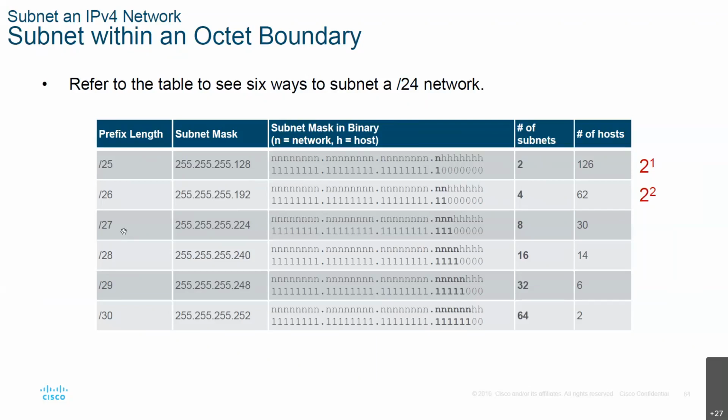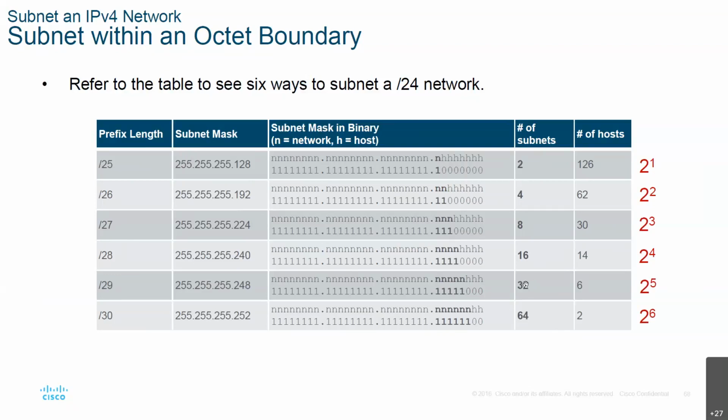For /27, you have to take another bit, 3 in total, from the host portion and add it to the network portion. So 2 to the power of 3 means 8 subnets. For a /28 network, you have to take 4 bits from the host portion. So 2 to the power of 4 means 16 subnets, and so on. Here, you're taking 5 bits from the host. Here, you're taking 6 bits from the host. So that means 32 subnets and 64 subnets.